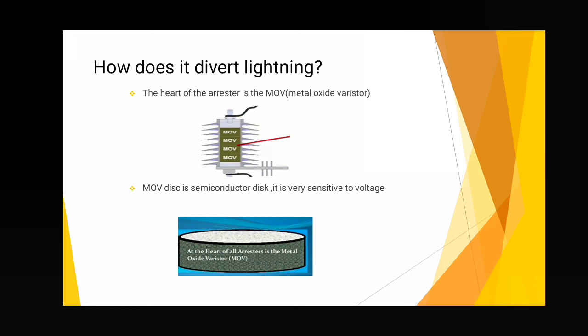At normal voltage, the metal oxide varistor disc is an insulator, and it will not conduct current. But at higher voltage caused by lightning, it becomes a conductor. The metal oxide varistor is a very fast acting electronic switch. It is an open switch to standard system AC voltage and a closed switch to lightning voltages.